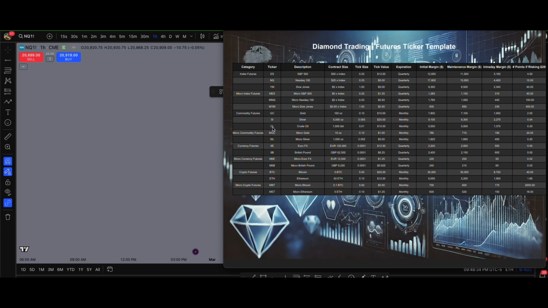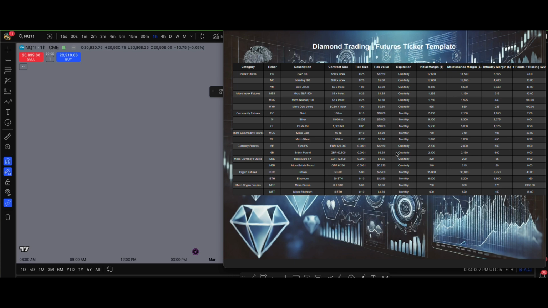Well, anyways, MCL is the micro ticker for crude oil, and it also moves in 0.01 fluctuations, or a penny. But instead of it being worth $10 per tick, it's only worth $1 per tick. So these are important things for you guys to know if you're trading these different assets, and you need to know how it moves, its smallest level of movement, which is a tick, and you need to know what each tick value is.